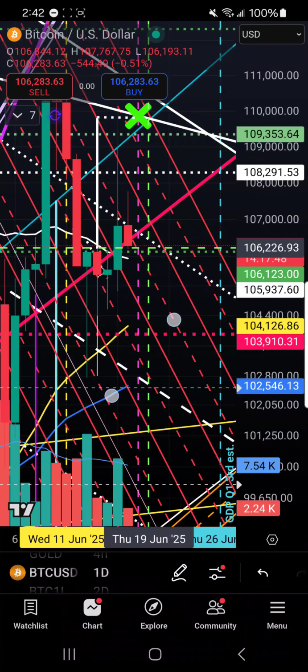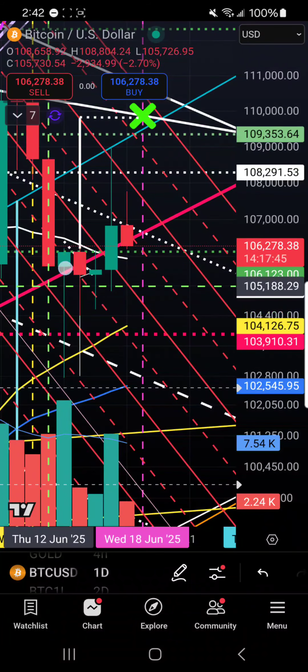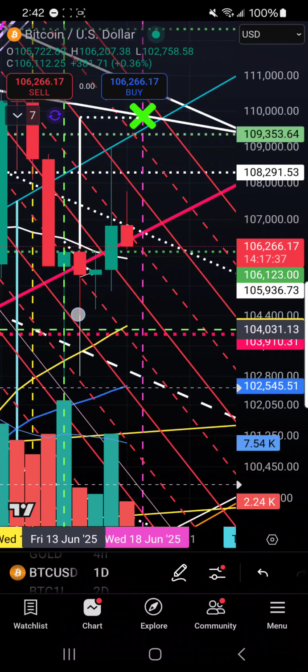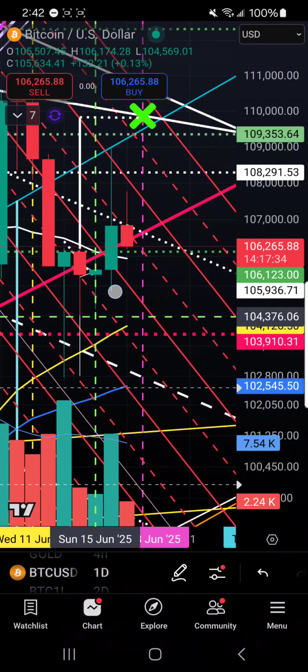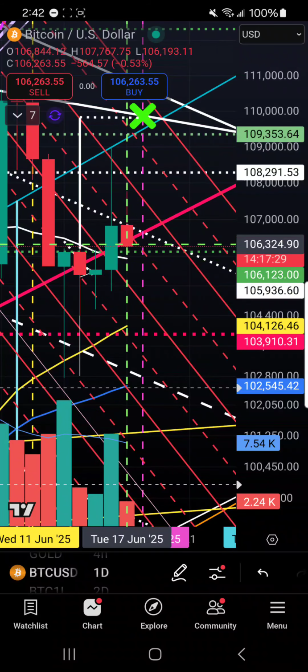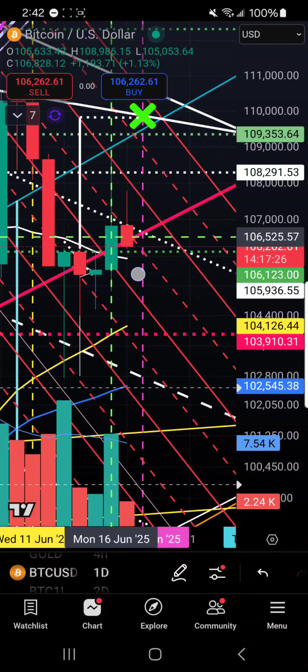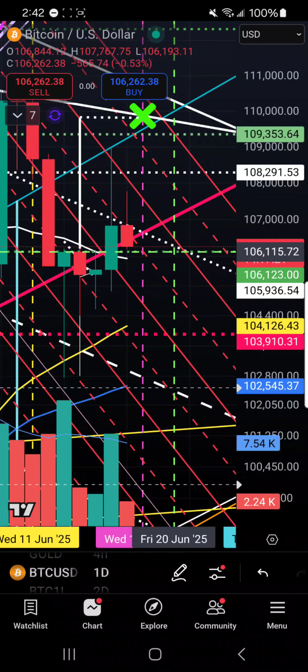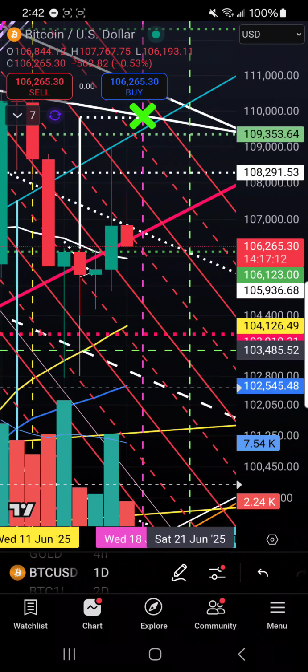Now, I must say too that the past few days since Friday, we've been oscillating between the 20-day and the 50-day simple moving averages. And then just yesterday we broke above the 20-day. So thus far, we're holding the 20-day as support, and that is coming in at 105,936 currently.